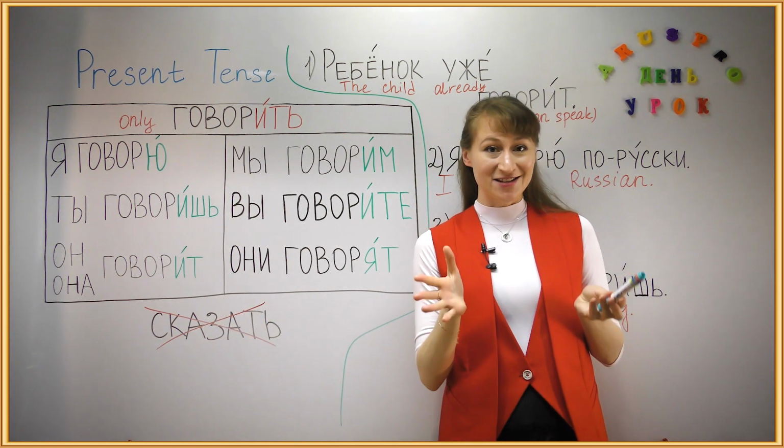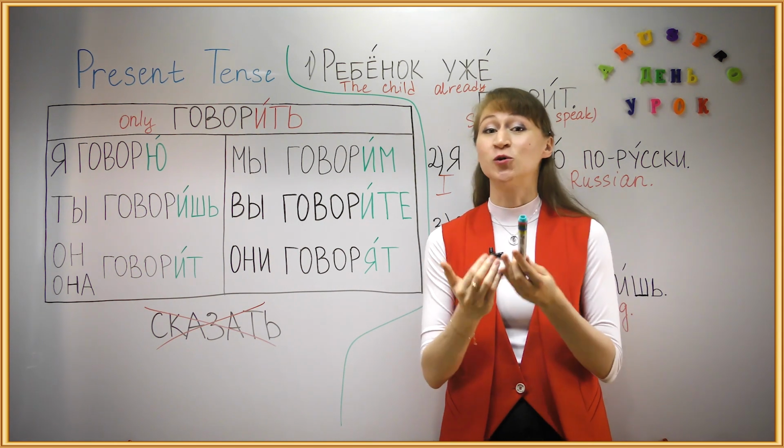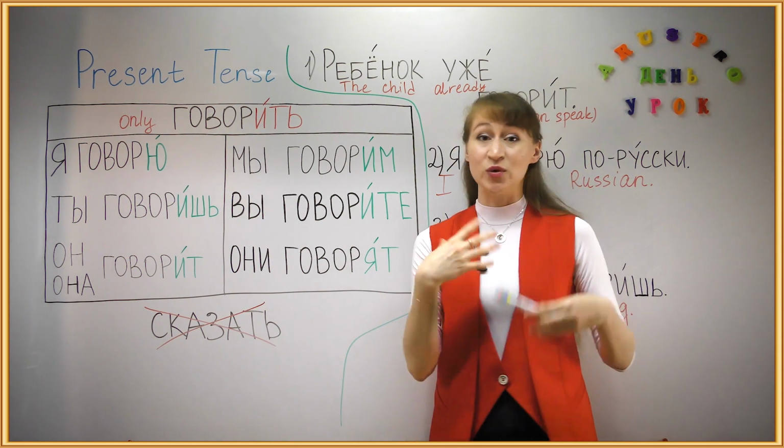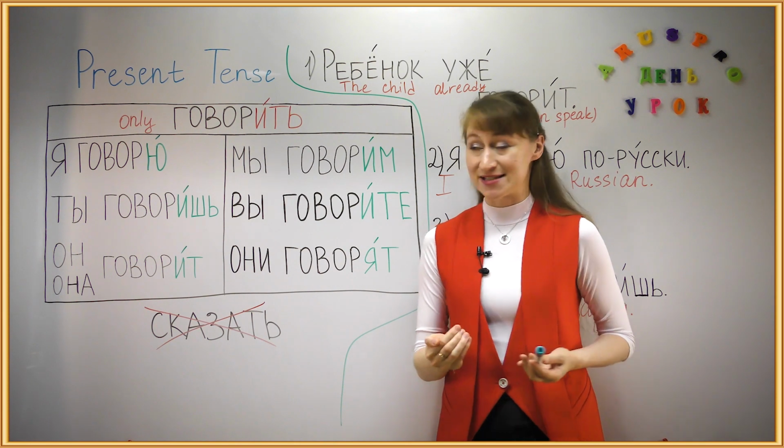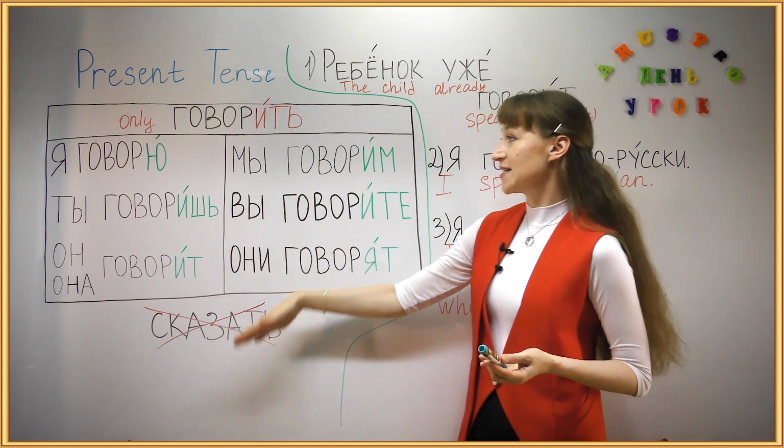Сказать, as I told you before, it's a holistic piece of information that has already been produced, so we cannot use it in the present tense. Говорить. Let's look at the forms in the present tense.